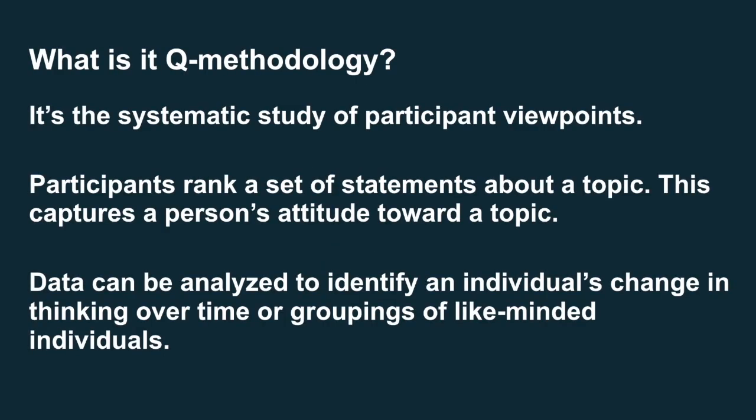In a research methodology that does Q sorts, or Q methodology, this is basically studying participant viewpoints. So participants are going to rank a set of statements about a topic, and this is going to capture that person's attitude toward that topic. This can be used in a couple different ways. One, it is used sometimes in the medical field or the mental health field to identify an individual's change in thinking over time, but it can also be used to think about the trends within a larger group or population set, where we're identifying groupings of like-minded individuals.